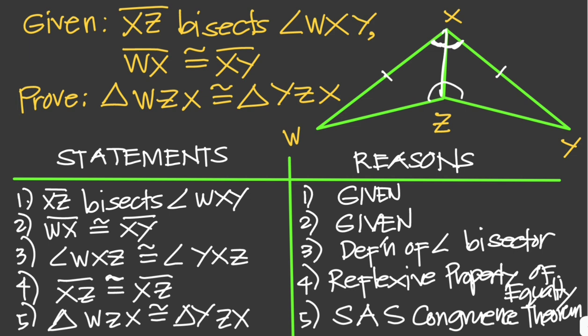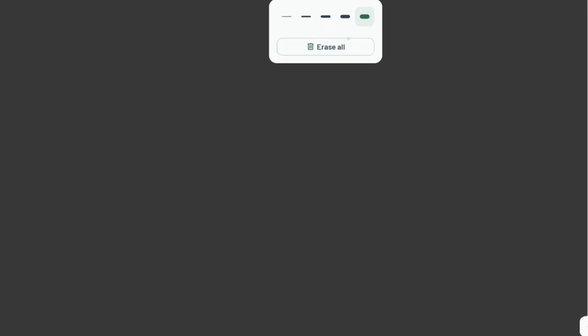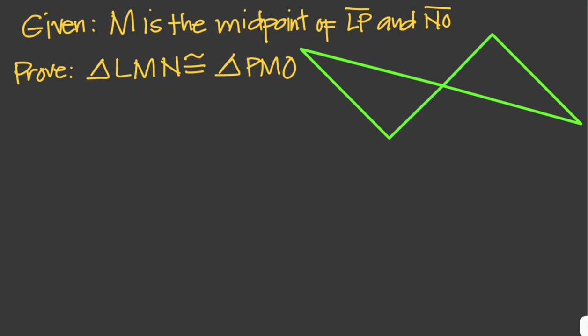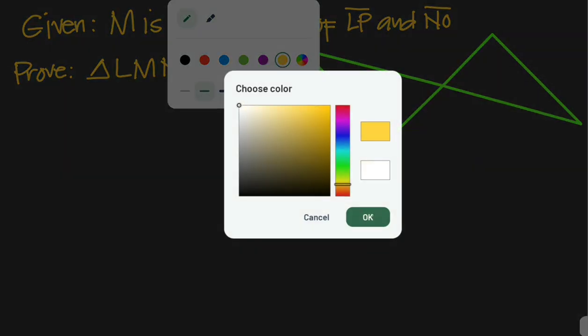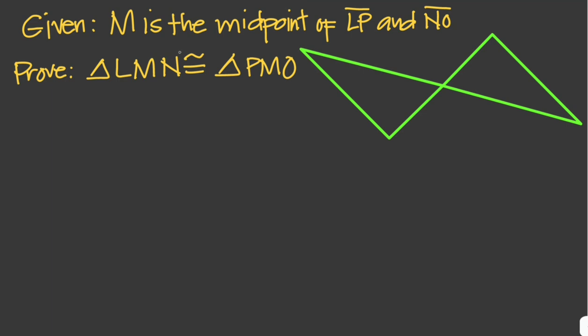Okay, let's solve another problem. Let's say we're given this problem here. It says here that M is the midpoint of LP. So this is LP and M is here. LP and NO. So this is N and this is O. Then we prove that triangle LMN is congruent to triangle PMO.